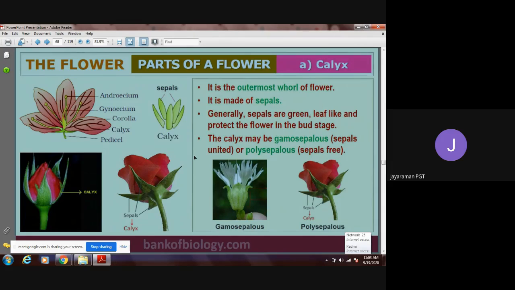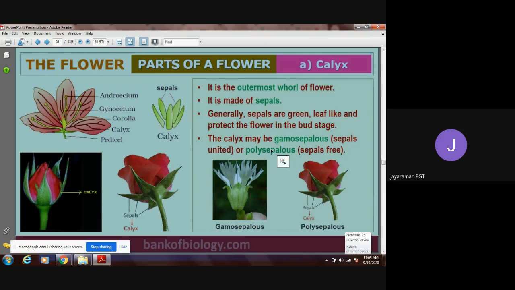In the bud stage, it gives complete protection of the flower bud. And the calyx may be gamosepalous or polysepalous. So this term you have to remember: gamosepalous or polysepalous. Poly means separate, many. So the calyx has many sepals. Calyx is made up of many sepals.